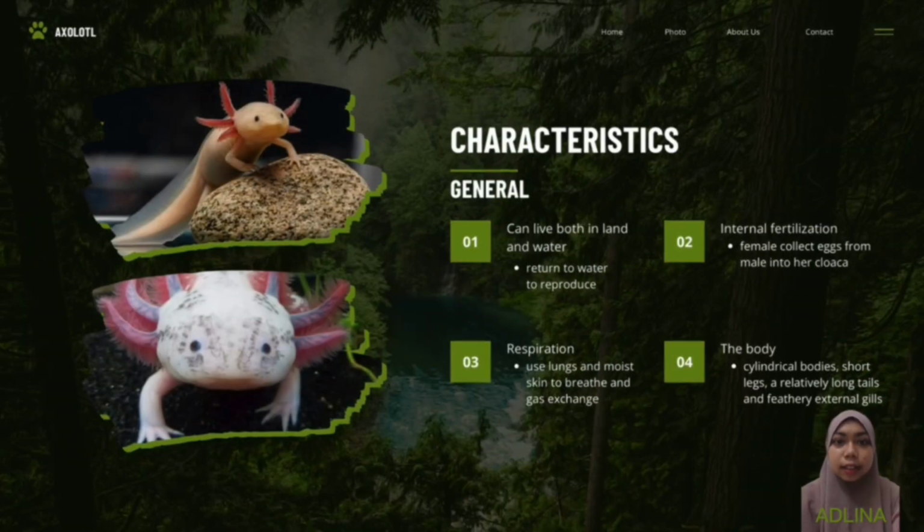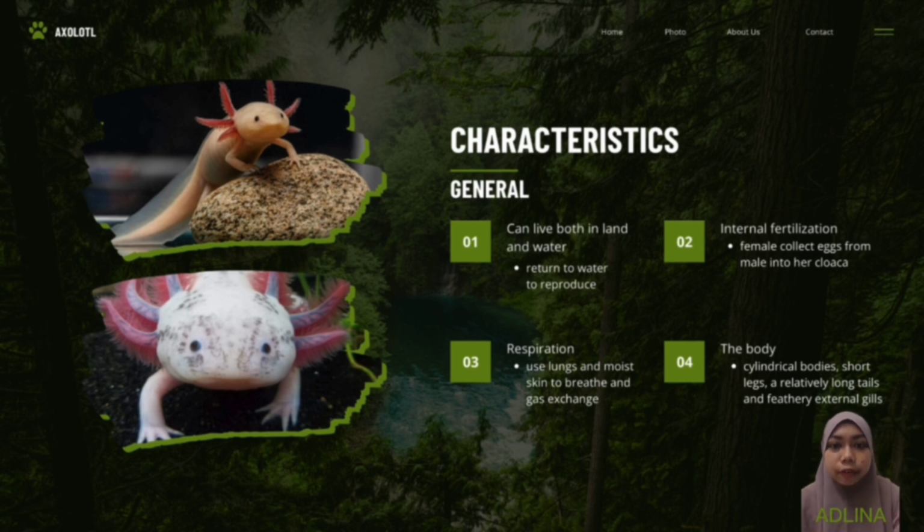Next is the characteristics of axolotl. Axolotl have general and unique characteristics. Since axolotl is categorized as an amphibian, it has some characteristics that are the same as amphibians. First, axolotl can live both on land and in water. Basically, they return to water to reproduce.